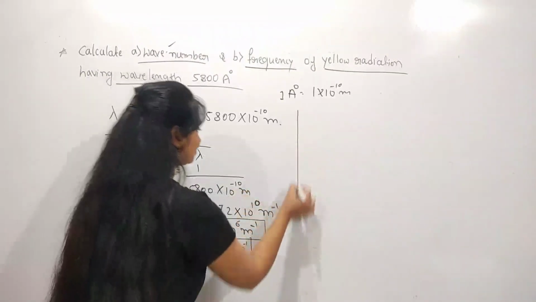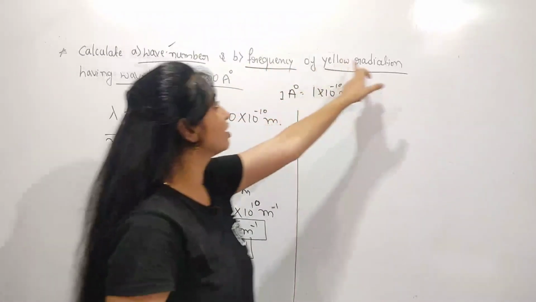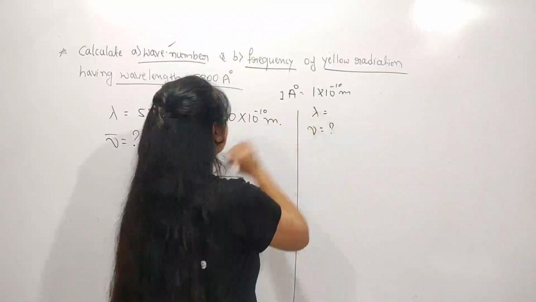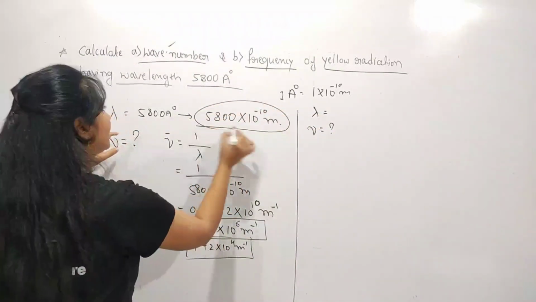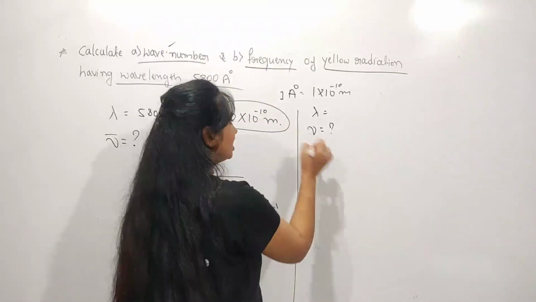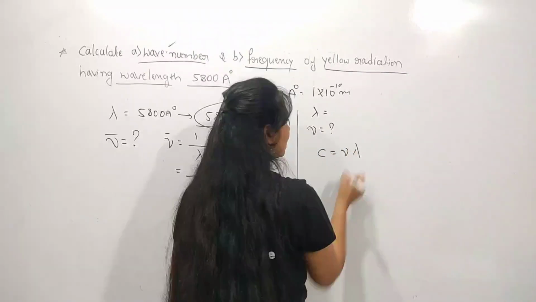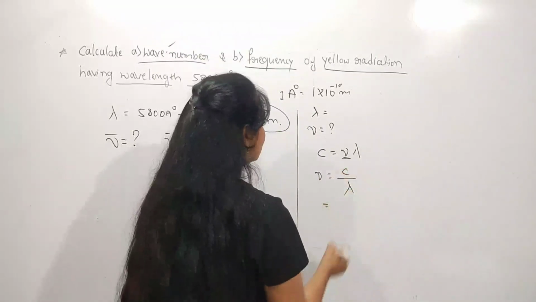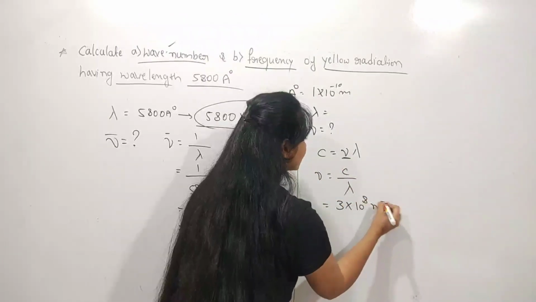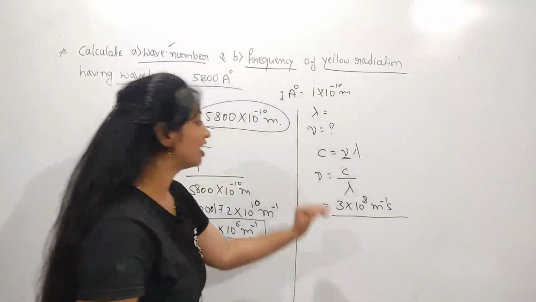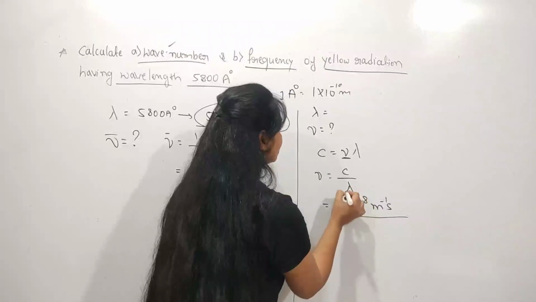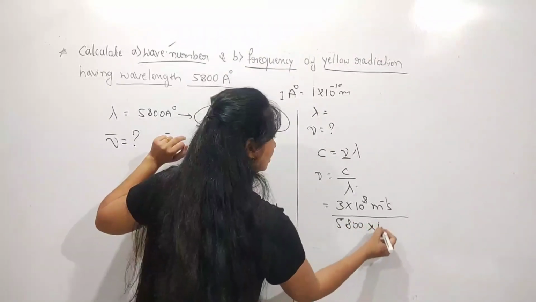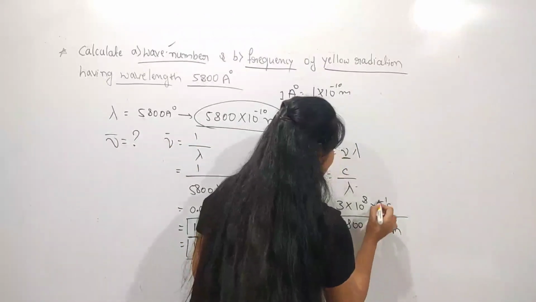And next one is, see here, they asked us the frequency of LO radiation. They asked for frequency, mu, and they gave lambda, 5800 into 10 raised to minus 10 meter. Already you know that C is equal to mu into lambda. Then they asked us mu, so mu is equal to C by lambda. Then put the values, C is 3 into 10 raised to 8 meter per second, which is the speed of light in a vacuum. Then lambda is 5800 into 10 raised to minus 10 meter. Then cancel.